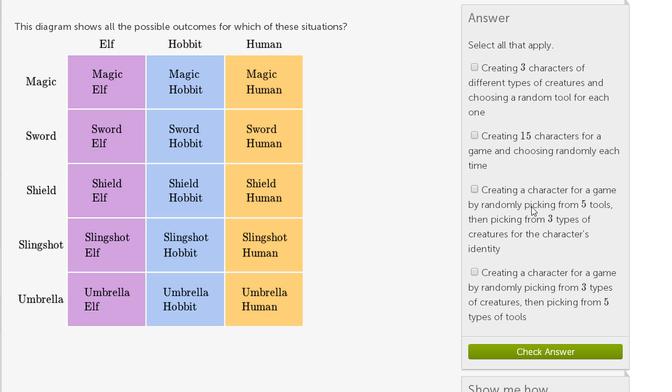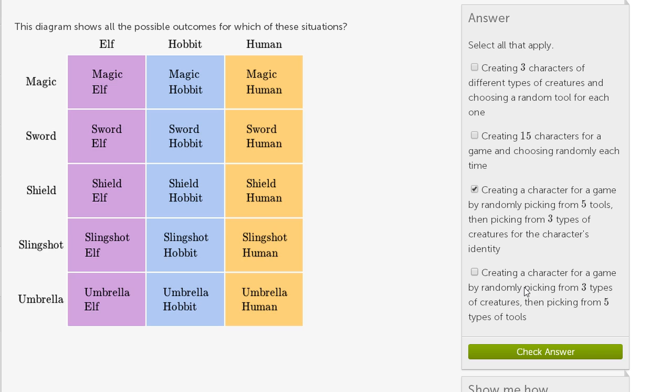Creating a character for a game by randomly picking from 5 tools, then picking from 3 types of creatures for the character's identity. Well, yeah, that sounds like what we described at the beginning of this video. I pick one of 5 tools, and then given what tool I have, I pick one of 3 characters. So 5 times 3, 15 outcomes.